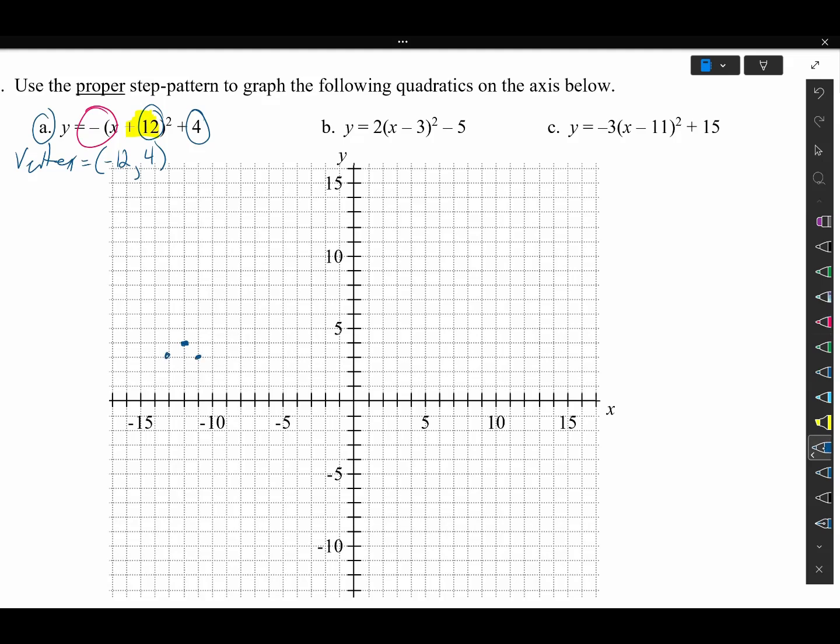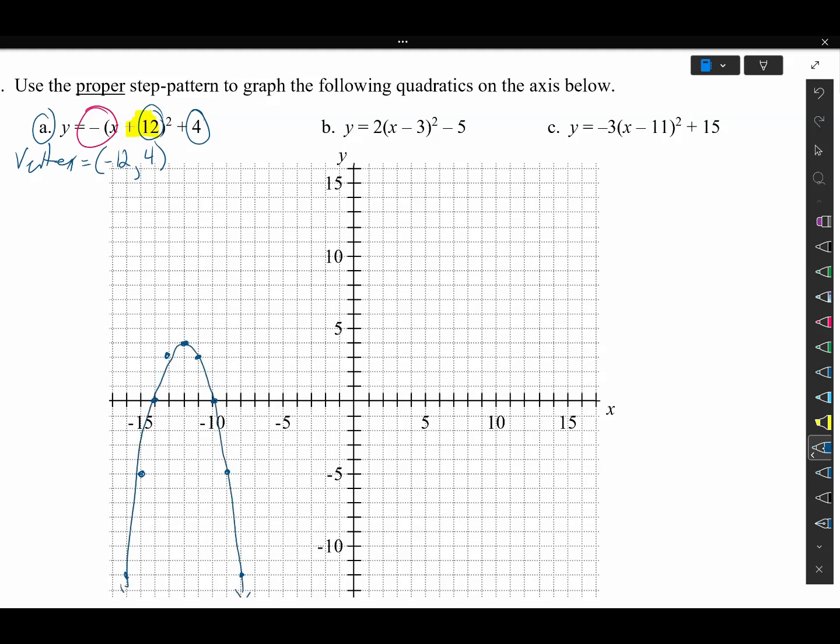Over 1. From there, we're going over 1, down 3. Easy, nothing new here. Over 1, down 5. Over 1, down 7 from there. Fantastic. Now, next, we're going to take a look.